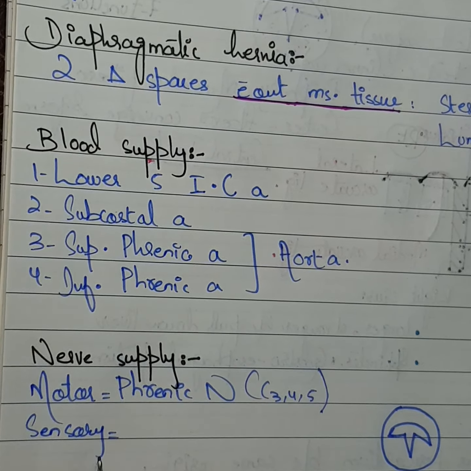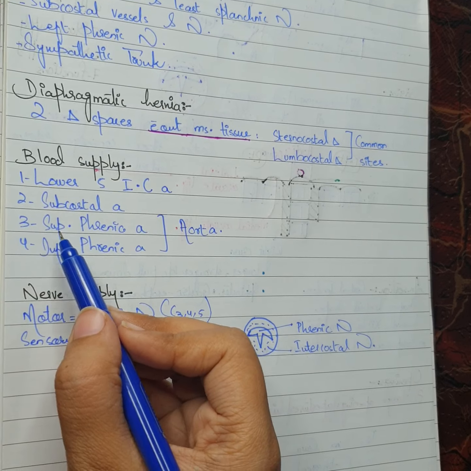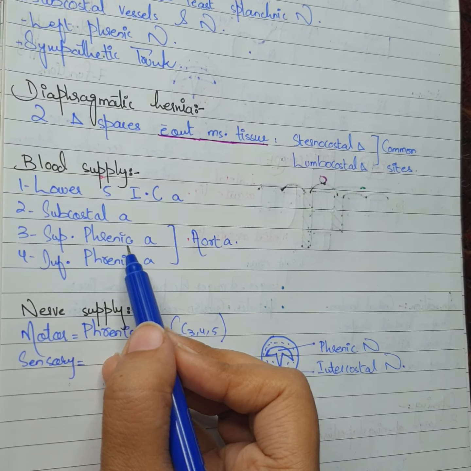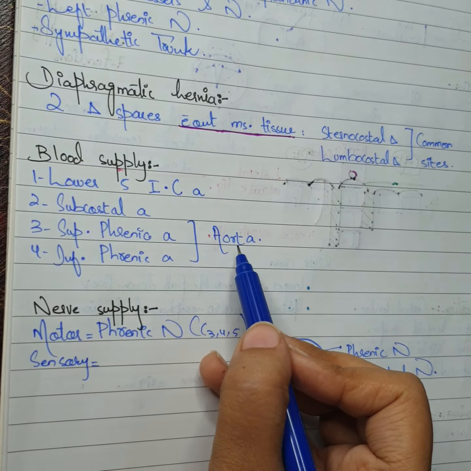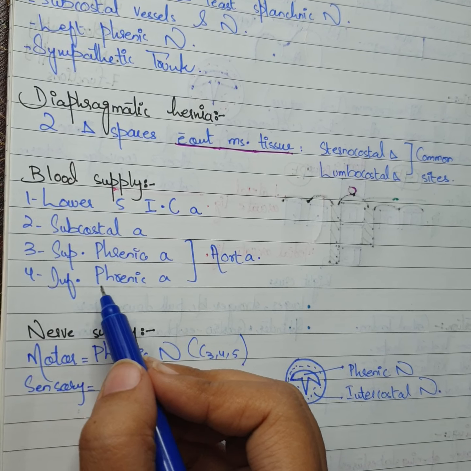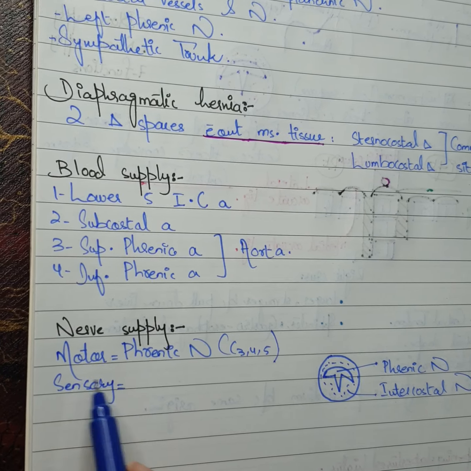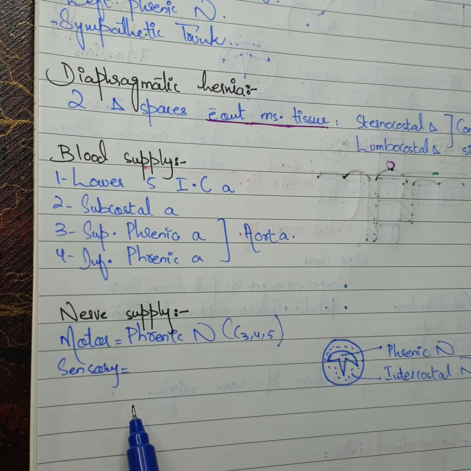Okay, so here I told you the diaphragm is supplied by the superior phrenic and inferior phrenic. The superior phrenic is the branch of the thoracic aorta, and the inferior phrenic is the branch of the abdominal aorta. Now we have looked at the nerve supply. Let us discuss the functions of the diaphragm.